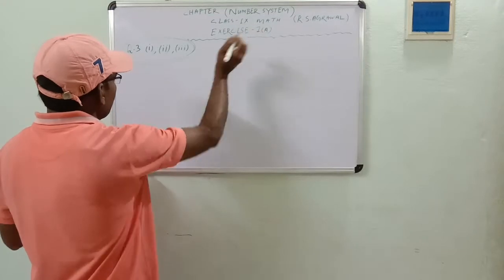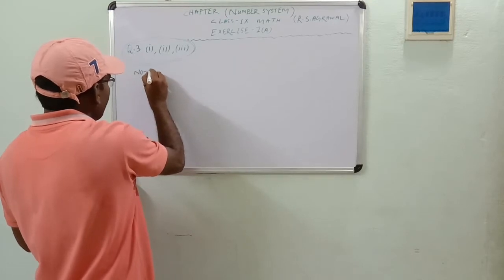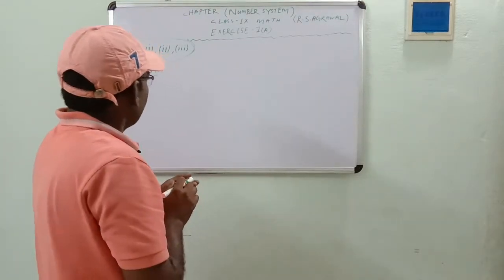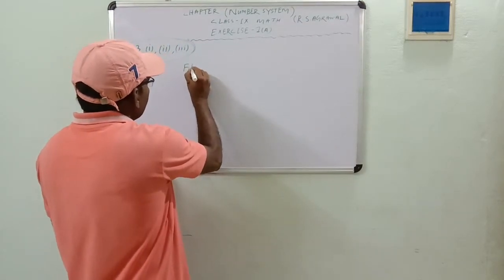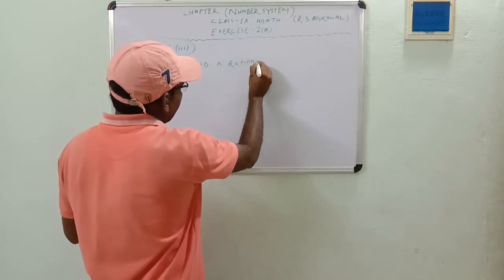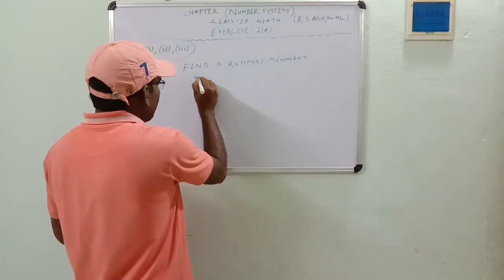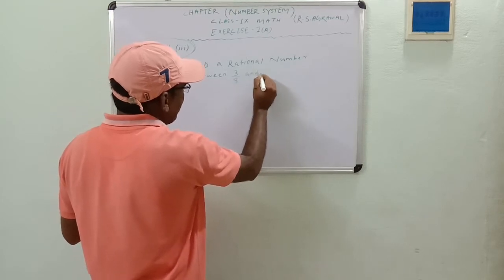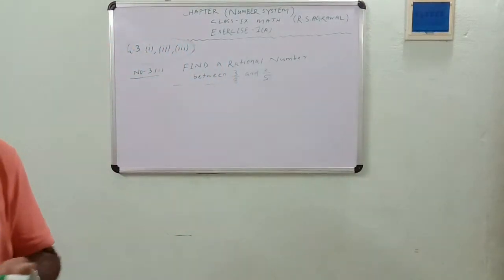First we will solve number 3I. The question is: find a rational number between 3 by 8 and 2 by 5. It is question number I.